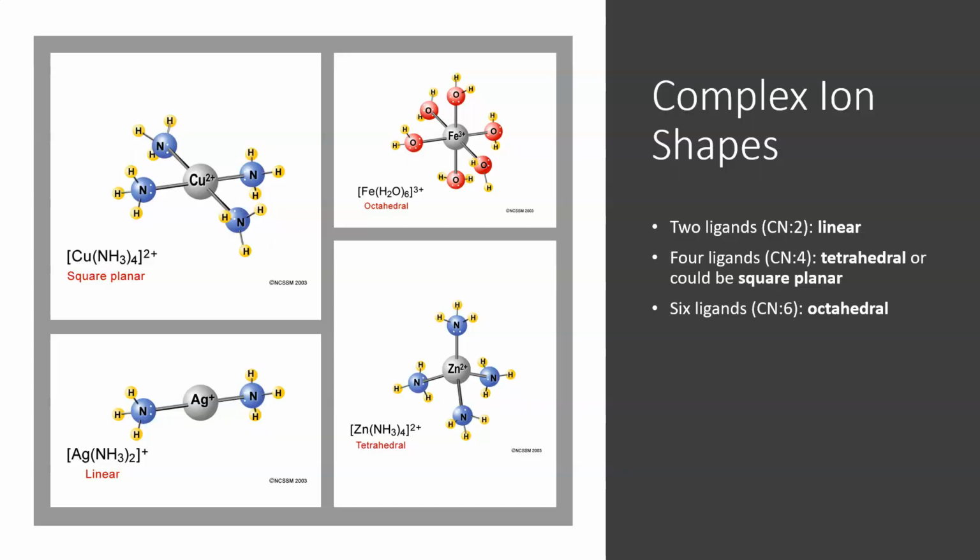So when we look at complex ion shapes, we look at the number of ligands that are bound. If we have 2 ligands, and so a coordination number of 2, it will be a linear shape. A coordination number of 4 will be tetrahedral or square planar. And then the coordination number 6 will form an octahedral shape. Silver will generally have only 2 ligands forming a linear complex.